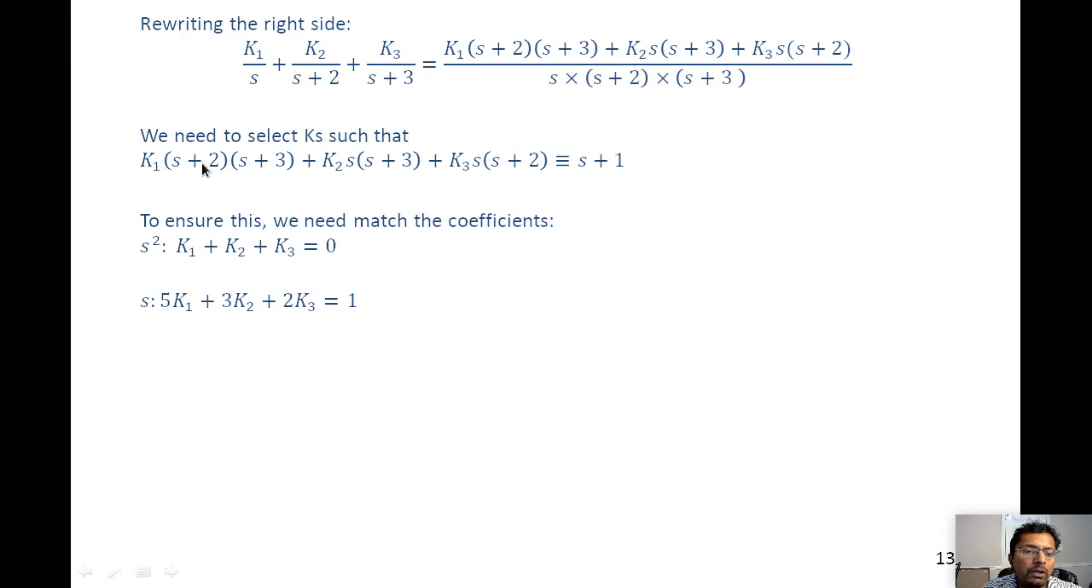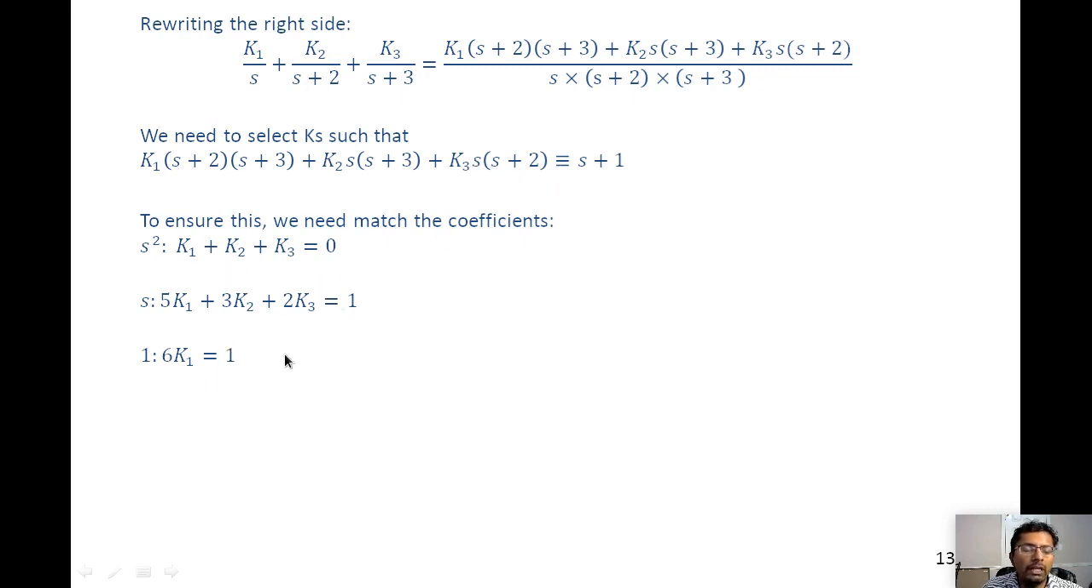We look at the power of s, so we multiply that out. So we get s times 3 plus 2, and then we multiply, we get 5 k1 plus 3 k2 plus 2 k3. And then for the constant term, we get all of the constants. So 2 times 3 is 6. And then we don't get any constant term from here, and we don't get any constant term from here.